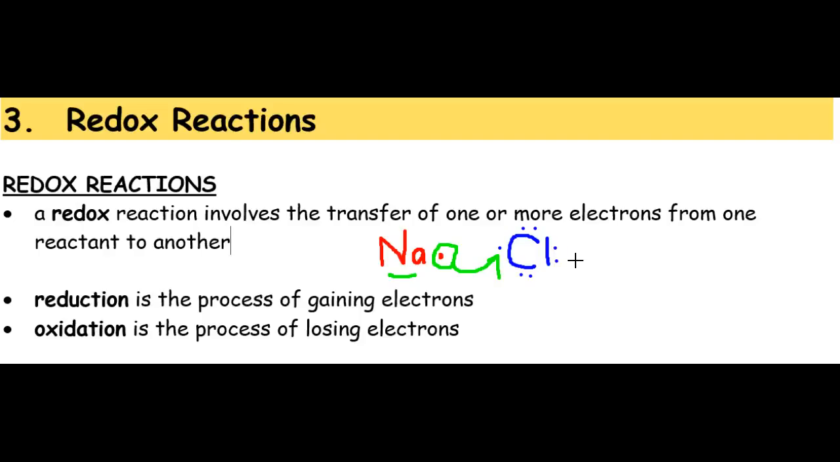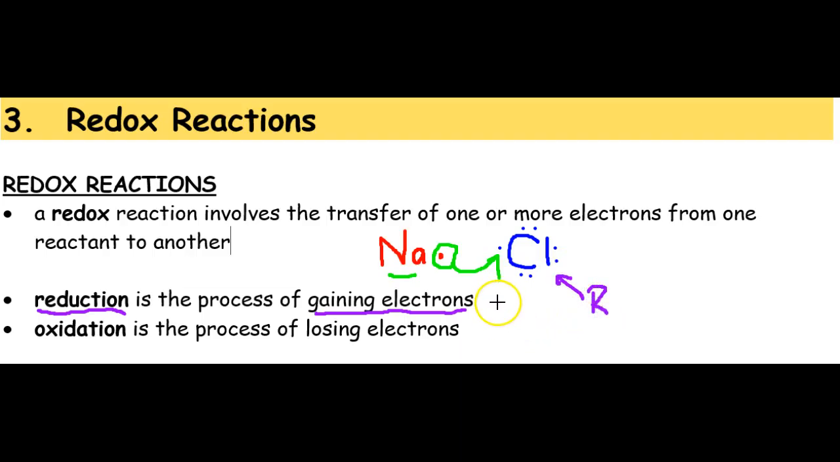Right? So there are names for the process of gaining and losing electrons, and I just want to quickly go over what those are for you. So reduction. Reduction is kind of a confusing name because you usually think of reduction as losing, but in this case, reduction is actually the process of gaining electrons. So we would say that in this case, my chlorine has been reduced because it is gaining an electron from sodium.